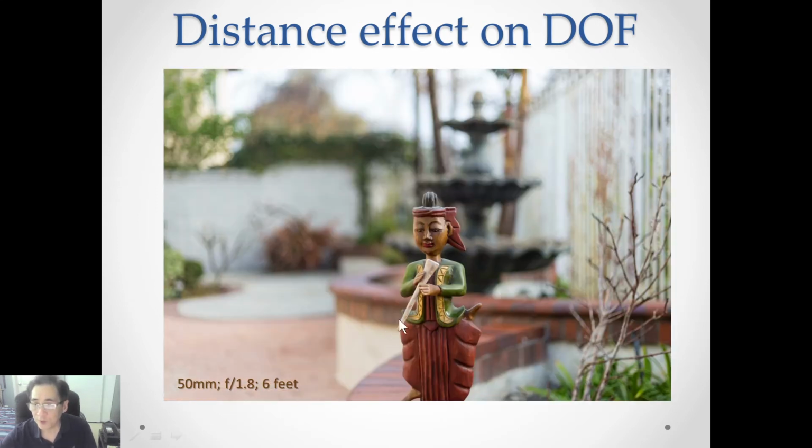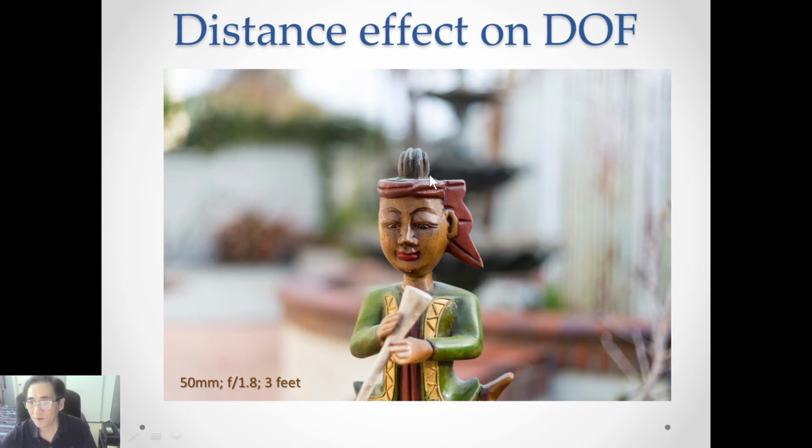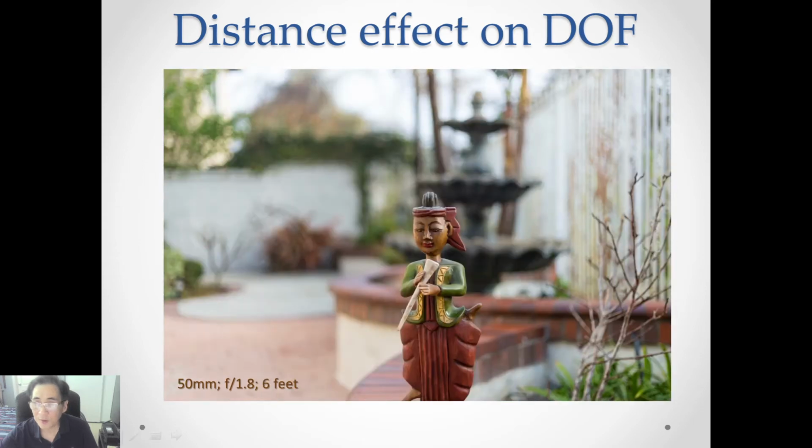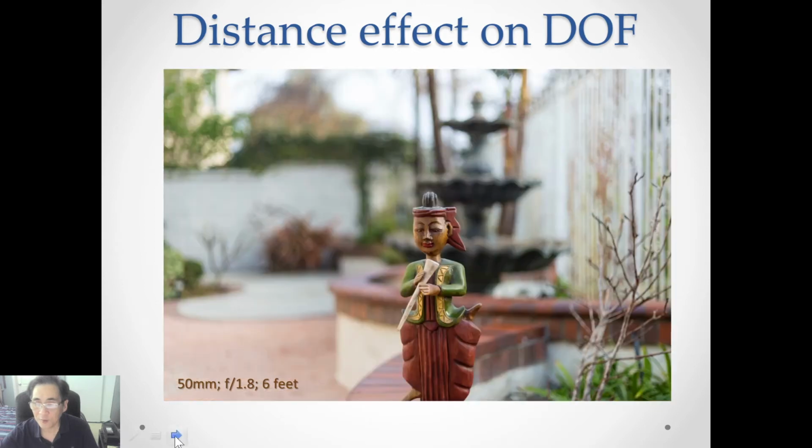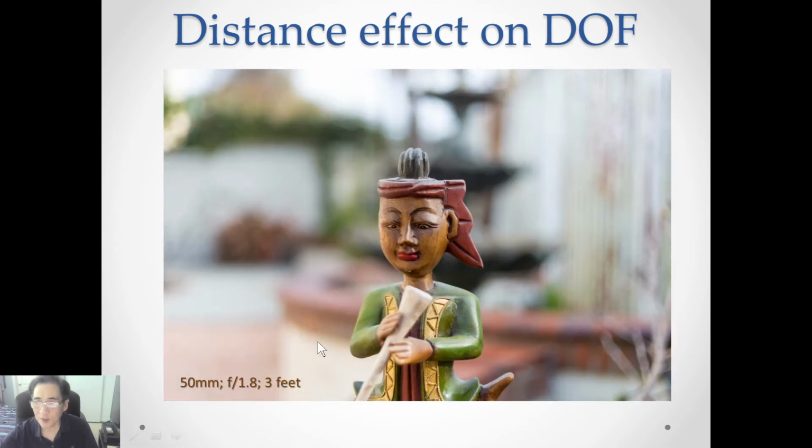Now if I move to 6 feet, you can see that the background is further blurred, and I haven't changed anything else, just the distance. Of course, the subject looks bigger because I'm closer. That is a given. Now I move to 3 feet. Of course the subject is even bigger, but look at the background. The background is completely blurred. You can't even tell what's behind it. So by varying the distance, your depth of field will change.